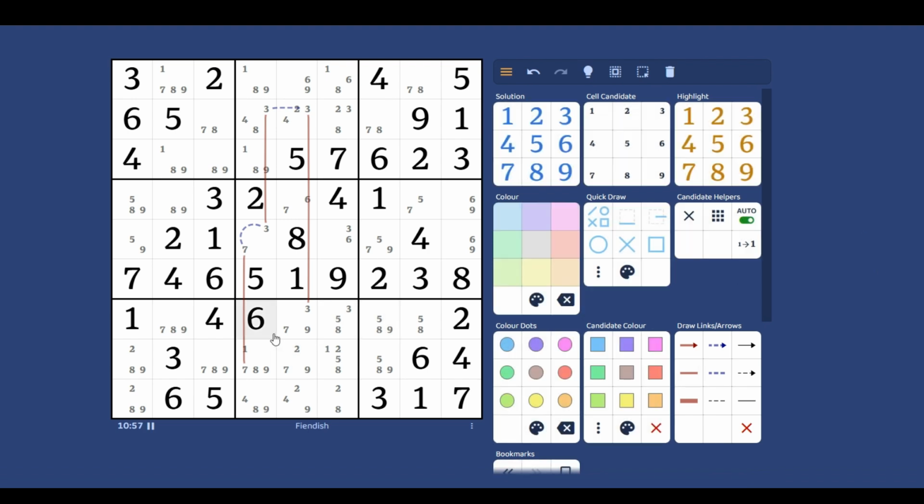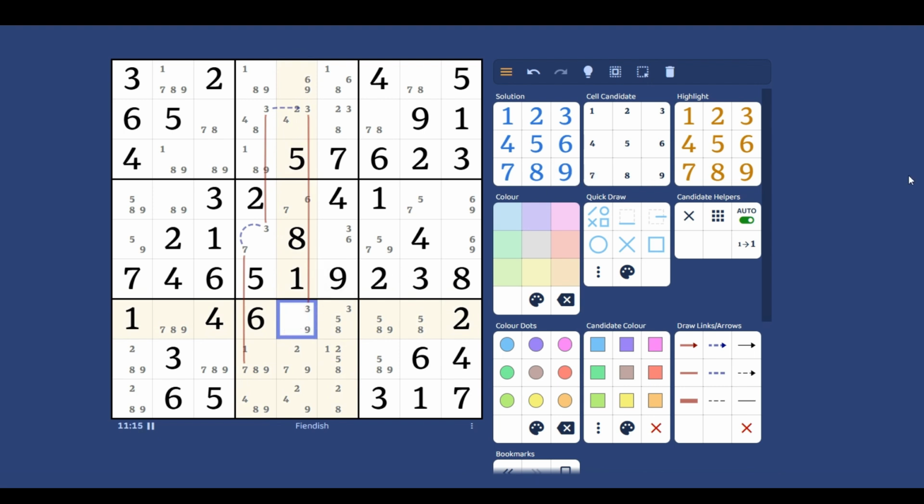And you'll notice that this chain starts and ends on a different value. So therefore, it's a type 2 AIC, which means we could eliminate our starting candidate from our ending cell. We started with a 7, which means we could eliminate our 7 from this ending cell.